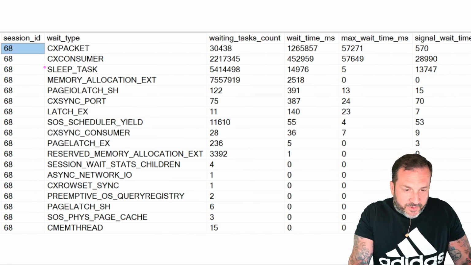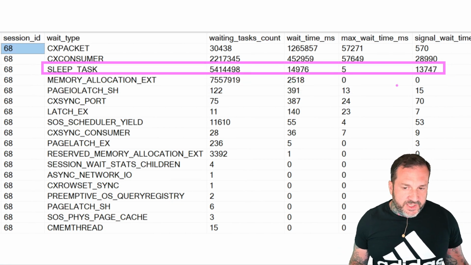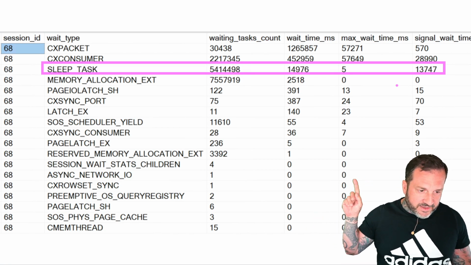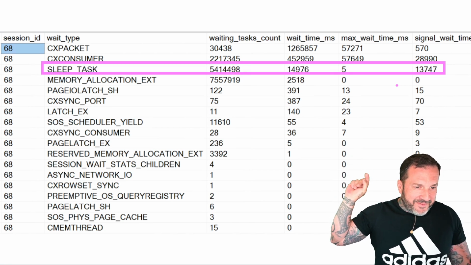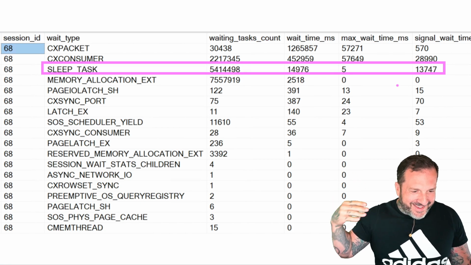But sleep task is another one. We've seen this with the hash spills. With the exchange spills, we also see a lot of sleep task wait time pile up. It's about 15 seconds of sleep task wait time in total, and almost 14 seconds of that 15 seconds is signal wait time. So waiting for CPUs to say, yes, you can do something now.